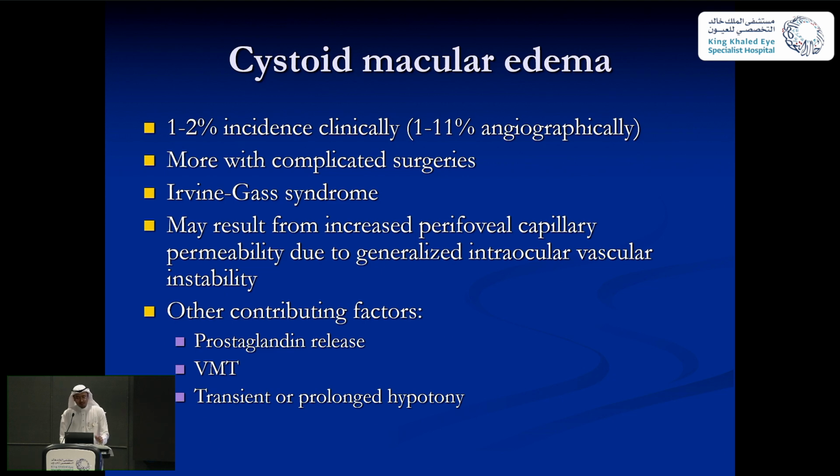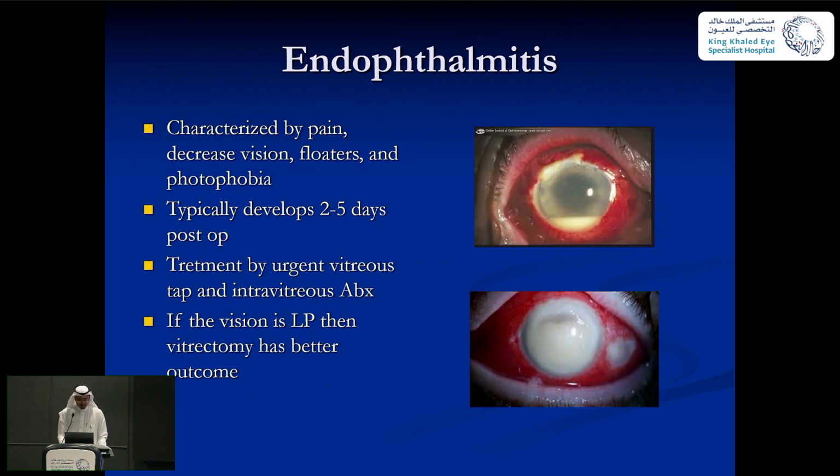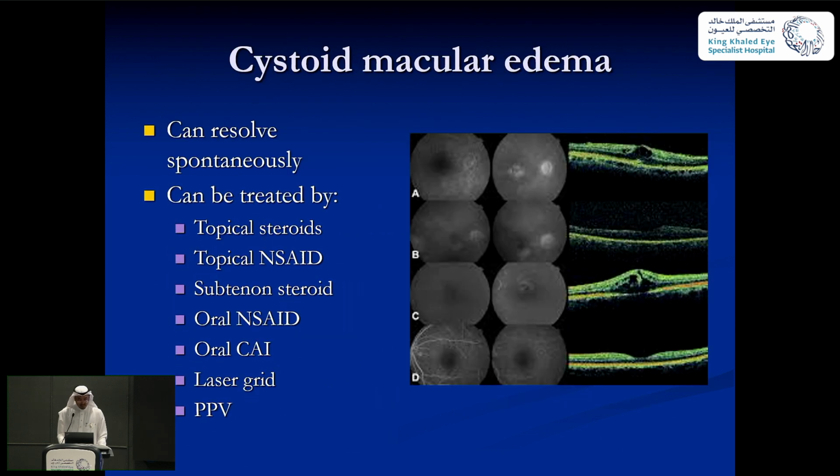Cystoid macular edema has a 1 to 2% incidence clinically and 1 to 11% angiographically, more with complicated surgery, posterior capsular rupture, and dropped nucleus. Irvine-Gass syndrome, as it is called, may result from increased perifoveal capillary permeability due to generalized intraocular vascular instability. Other contributing factors are prostaglandin release and macular traction. Transient or prolonged hypotony can result in cystoid macular edema. So it can resolve spontaneously.